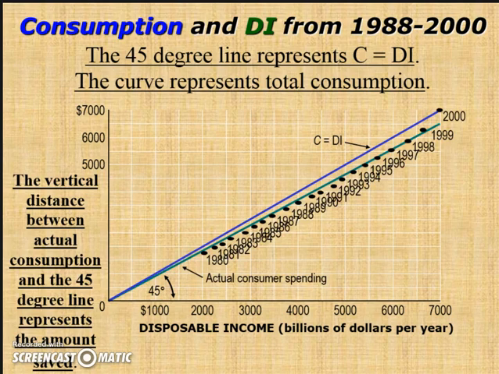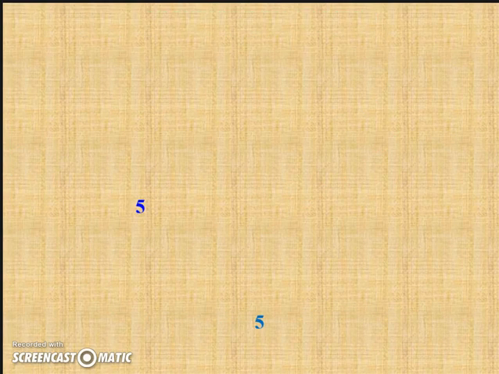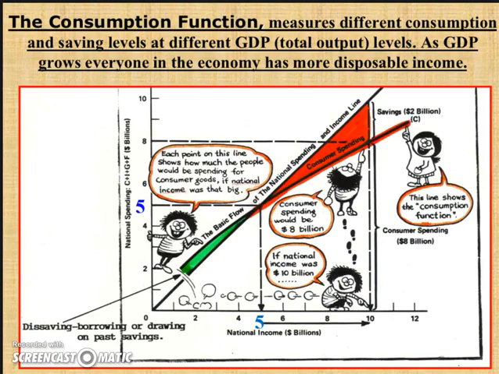Here are all the years. The consumption schedule. There's a direct relationship between income and consumption. Our consumption line is upward sloping because when disposable income increases, then consumption increases. Makes sense. We spend more when we have more to spend. And this is a graph, kind of cartoon thing. I made a copy of it for you guys because I just liked it, and you do need to practice drawing the graph. It is in the chart of graphs.